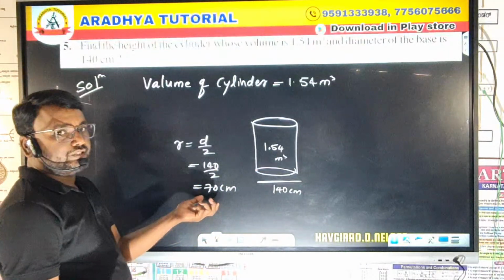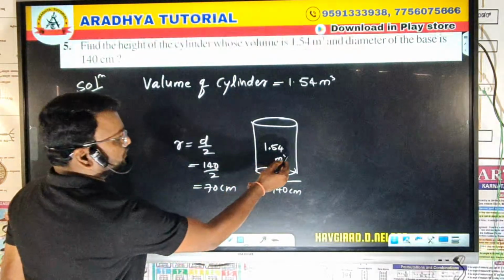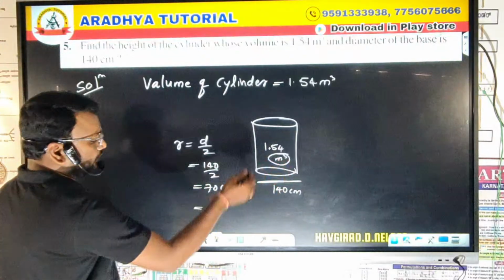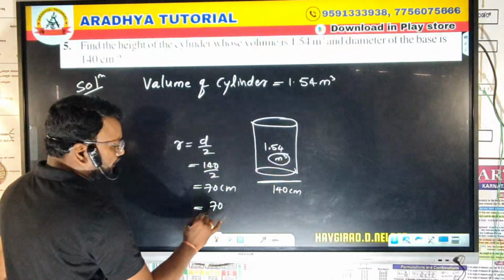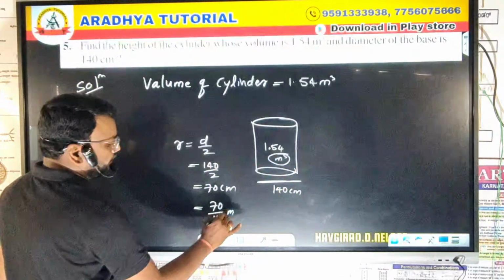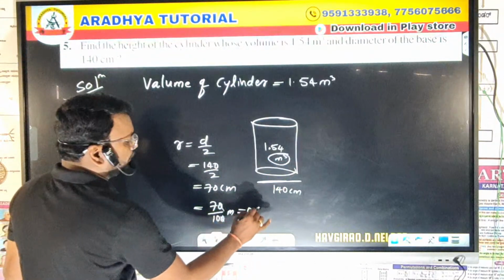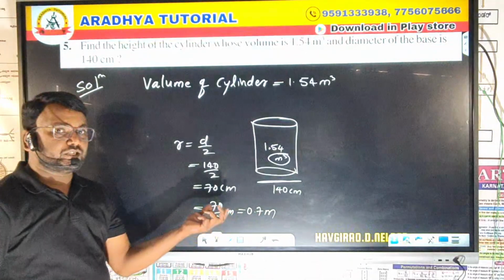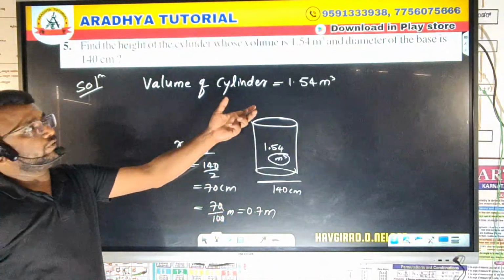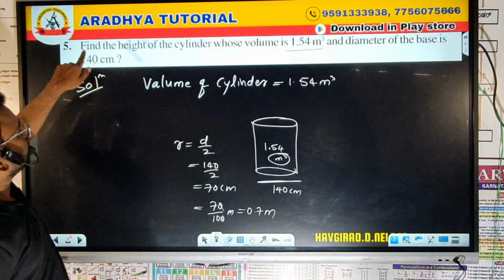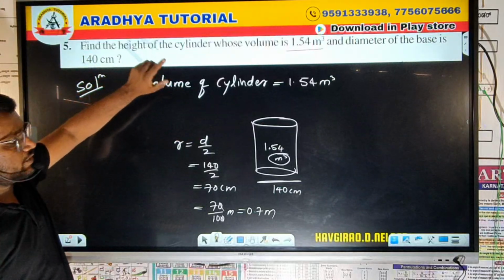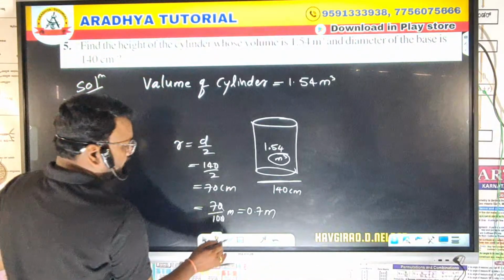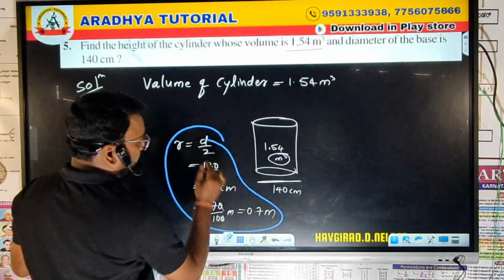Afterwards we have to convert this into meter, because the volume is in meter cube, that's why you have to convert this into meter. 70 divided by 100 meter, the 0 gets cancelled, 0.7 meter. Radius of the cylinder is 0.7 meter and volume is given. We have to find the height of the cylinder. Listen here, one more time the solution.